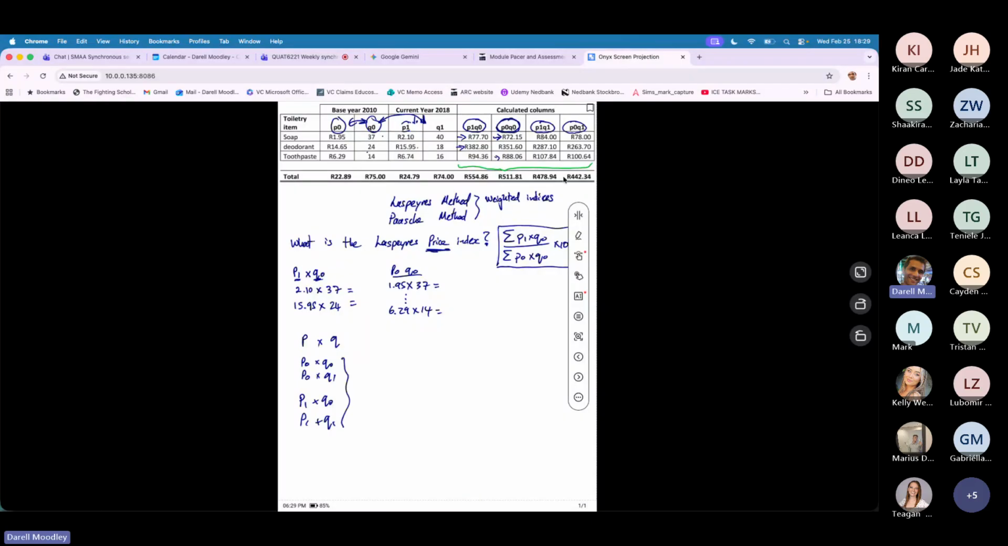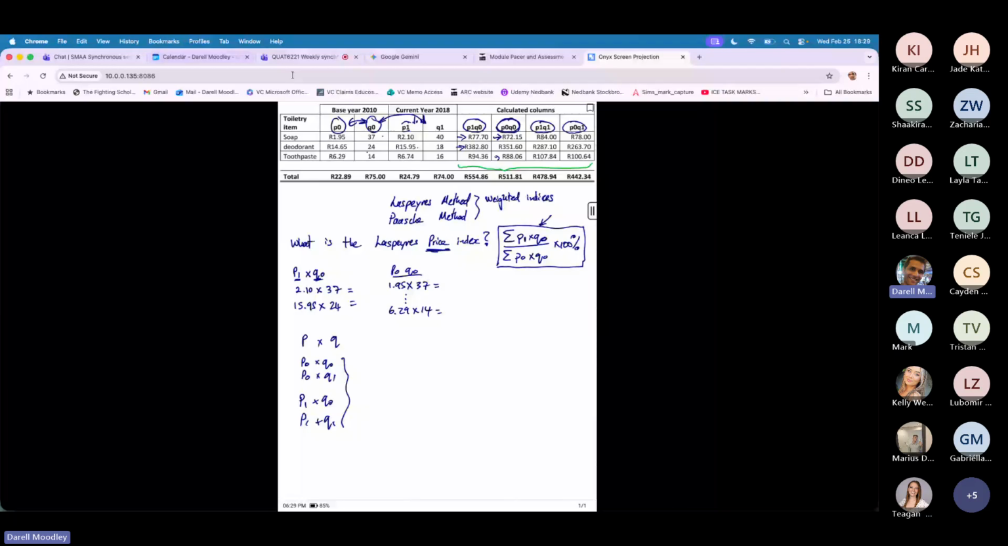Remember, your P's only pair with Q's. If you look at the formula, it has P times Q in the top, and P and Q in the bottom. But they're just different periods. That's what the small number in the subscript represents. The naught represents the base year, as I said in the beginning, and the 1 represents the current year. So you create those 4 columns.